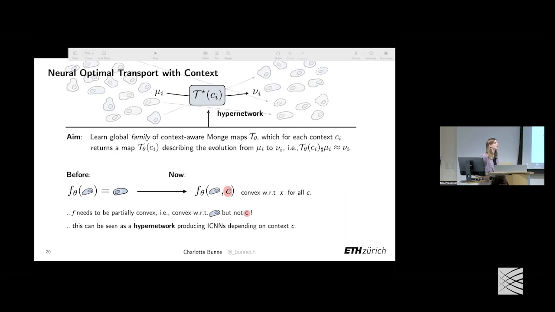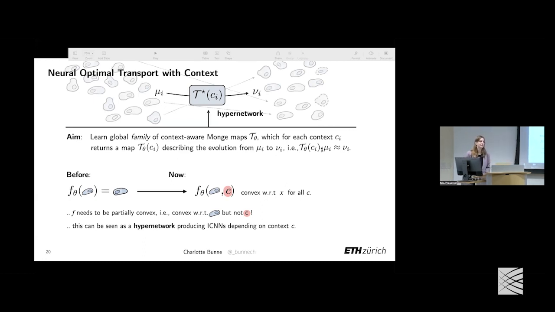So it's still a function which takes as inputs two things, and the function will be input convex with respect to the cell. But in the end, the Monge map is the gradient of this F with respect to the cell.